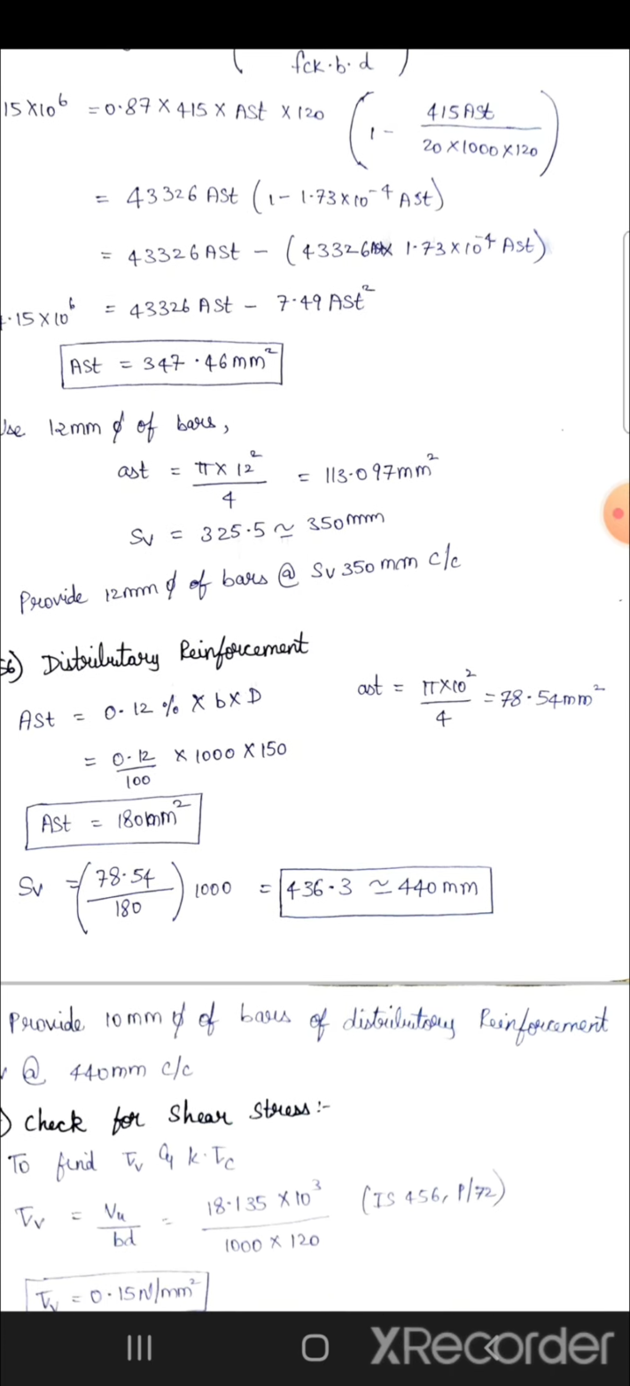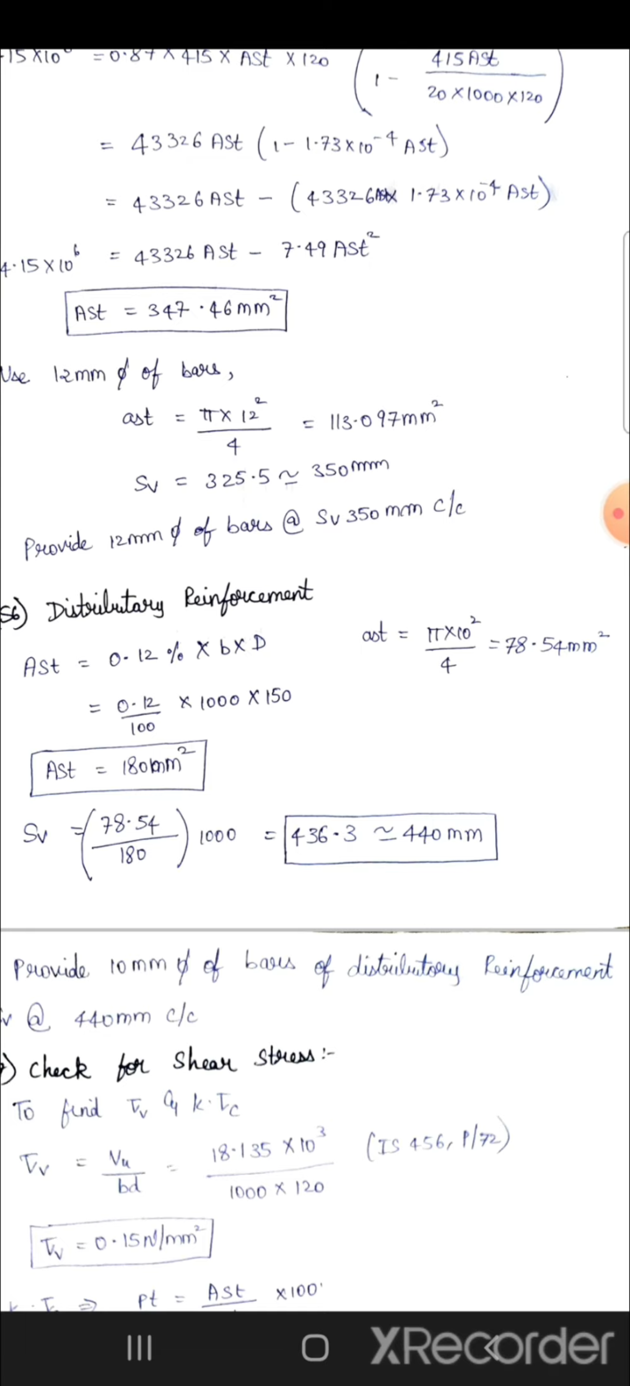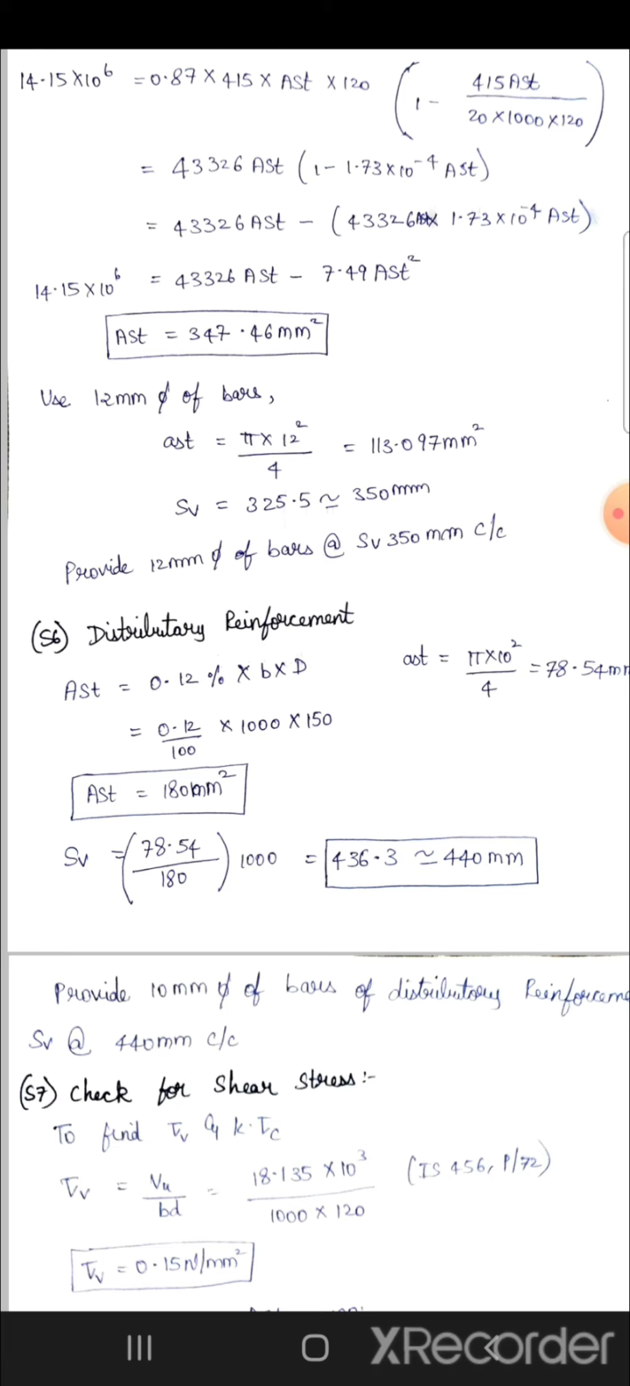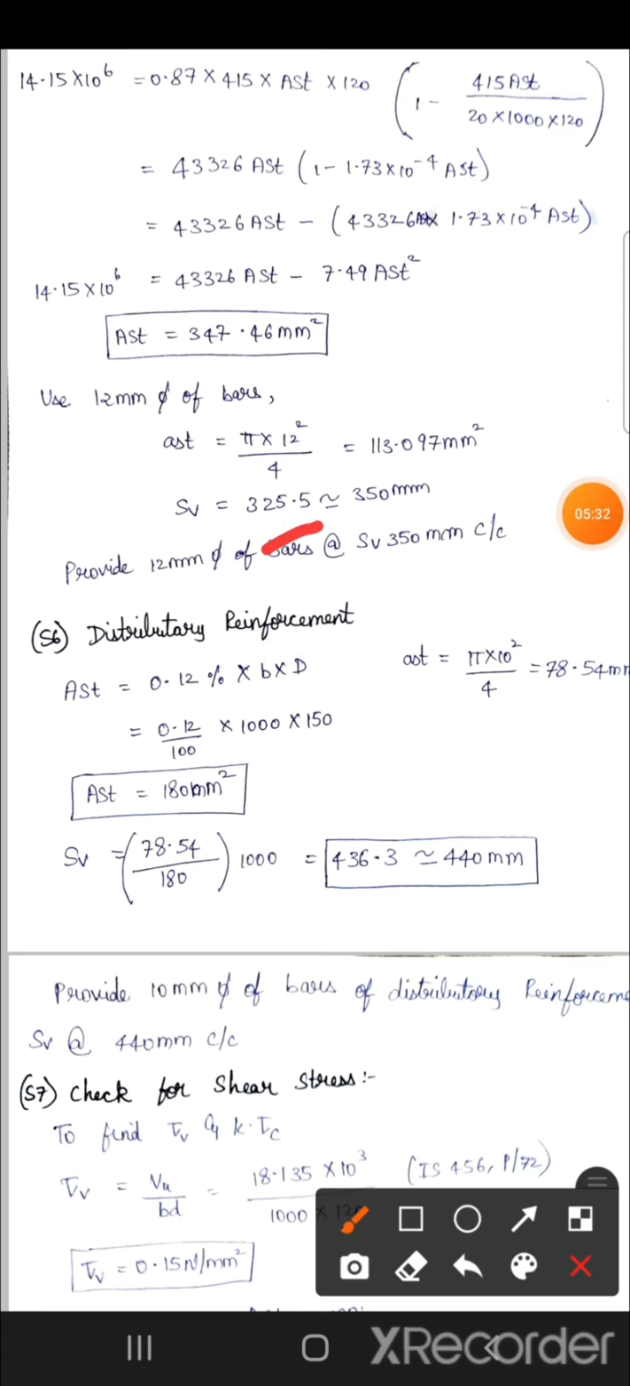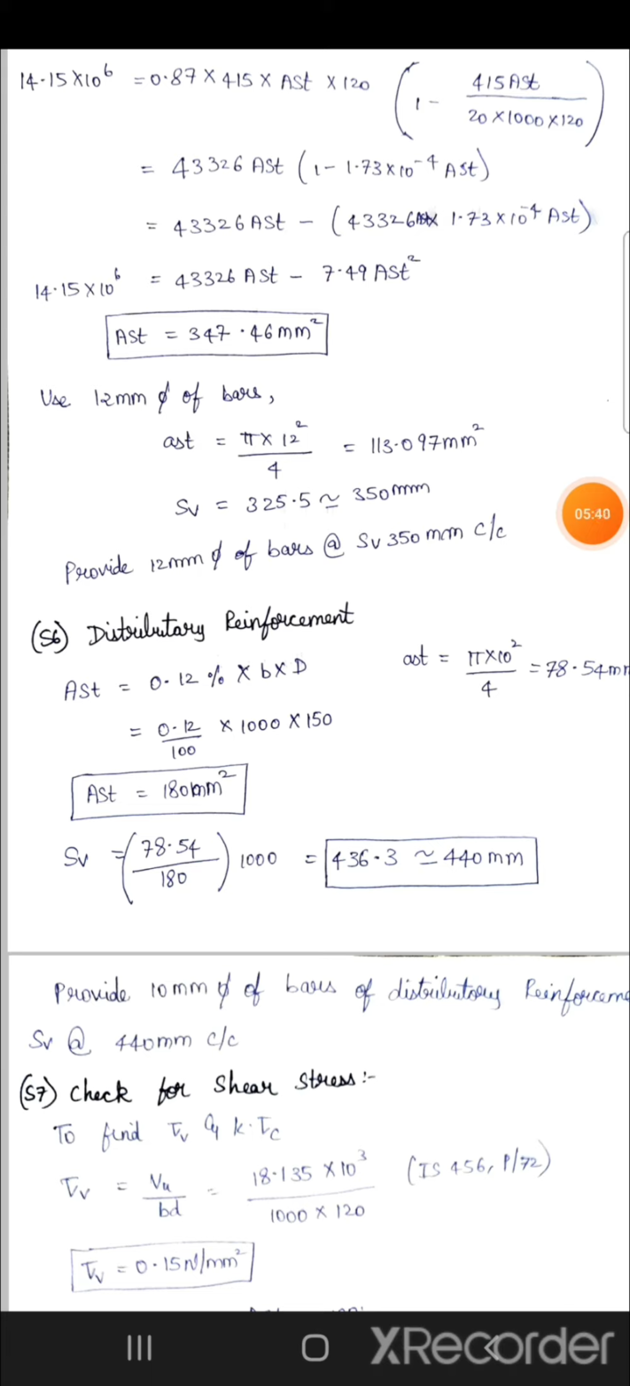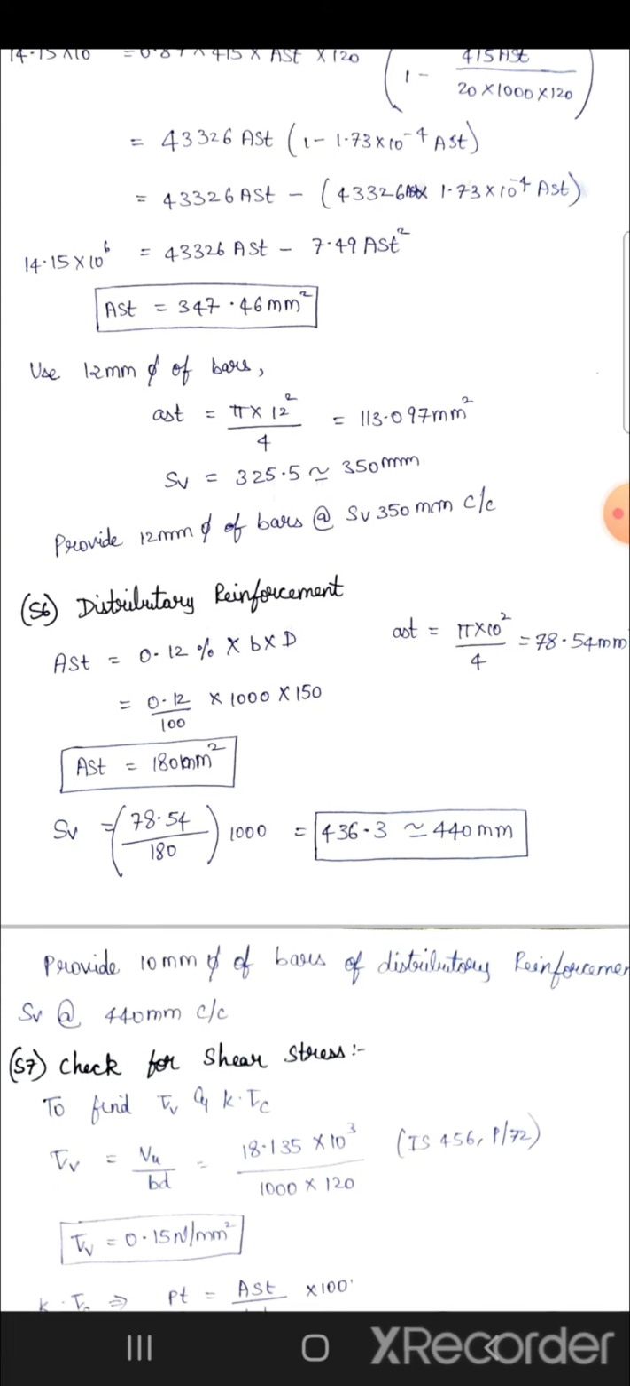Small AST formula is pi d square by 4. D is 12 mm dia. Answer is 113.097 mm square. Spacing formula is small AST by AST into 1000. Answer is 325.5 mm. Rounding it, we get 350 mm. In main reinforcement, we provide 12 mm dia bars at spacing 350 mm center to center.